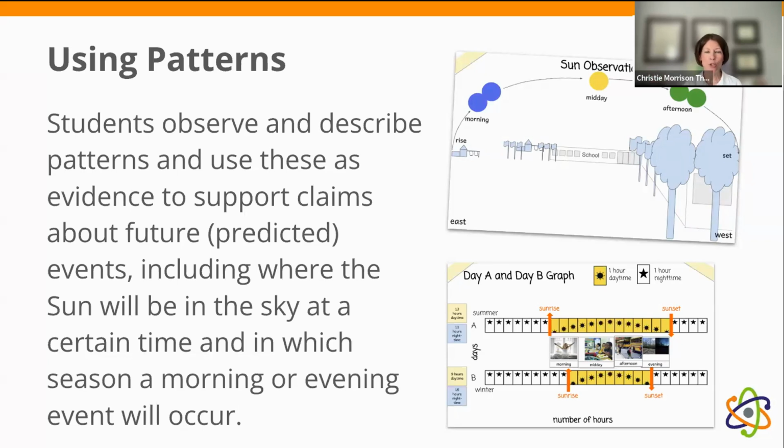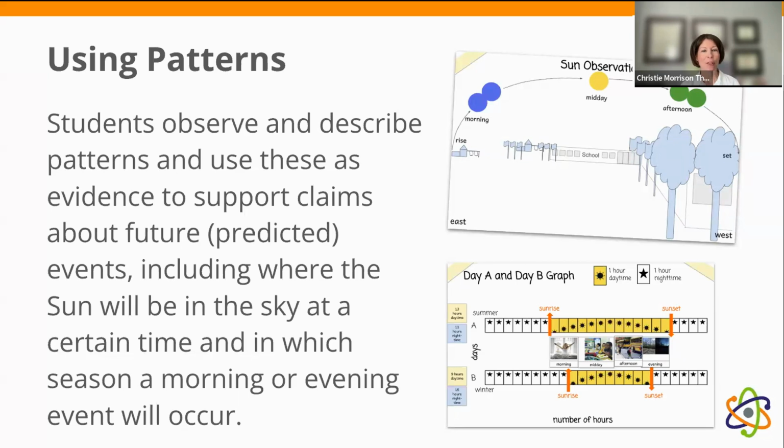In lesson sets 1 and 2, these patterns are about when and where we can observe the sun, moon, and stars in the sky. In lesson set 1 specifically, we use our many observations of the sun's changing locations in the sky to describe patterns that we can then use as evidence to support claims about where the sun will be located in the sky at a certain time on any day. And our sun observations chart on this slide represents how we can use these patterns as evidence.